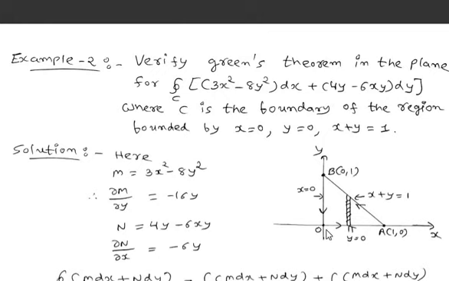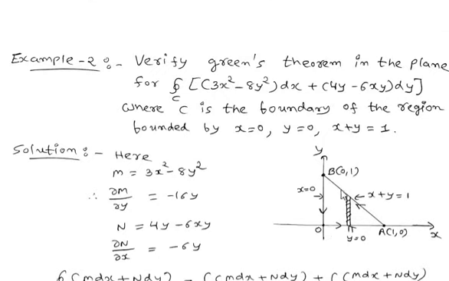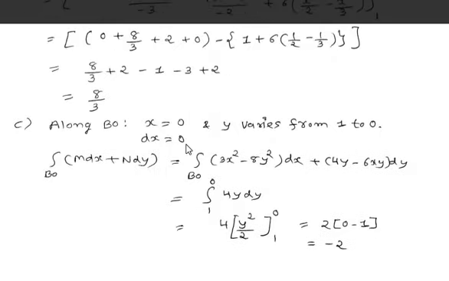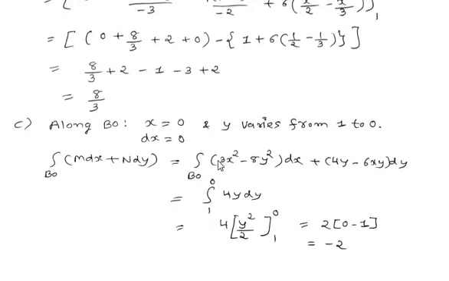This is y1, and over here this point is (0, 0), so y will vary from 1 to 0 and x is fixed at 0. Now along the path BO we have x equals 0, dx equals 0, and y will vary from 1 to 0. So replace x by 0 and dx by 0. The first term will become 0, since x is 0, so we have only 4y, and the limit is from 1 to 0.